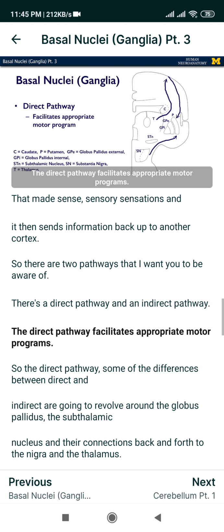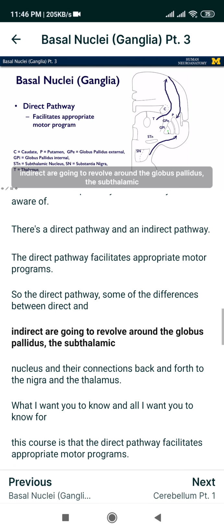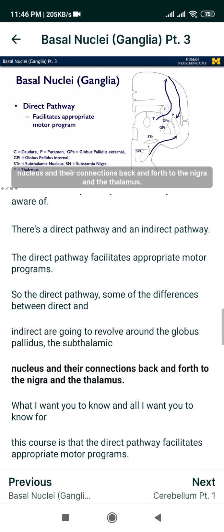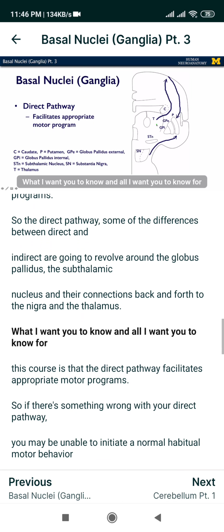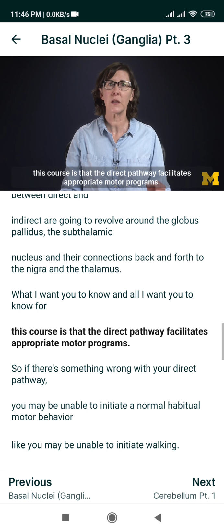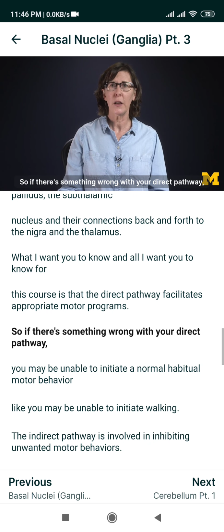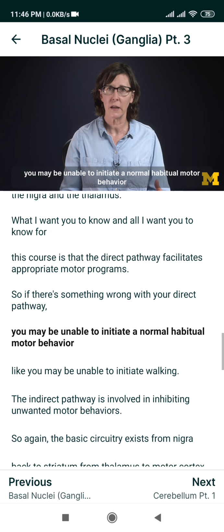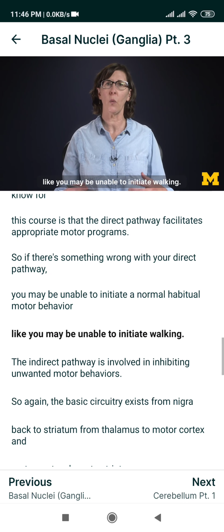The direct pathway facilitates appropriate motor programs. Some of the differences between direct and indirect are going to revolve around the globus pallidus, the subthalamic nucleus, and their connections back and forth to the nigra and the thalamus. What I want you to know, and all I want you to know for this course, is that the direct pathway facilitates appropriate motor programs. So if there's something wrong with your direct pathway, you may be unable to initiate a normal habitual motor behavior, like you may be unable to initiate walking.